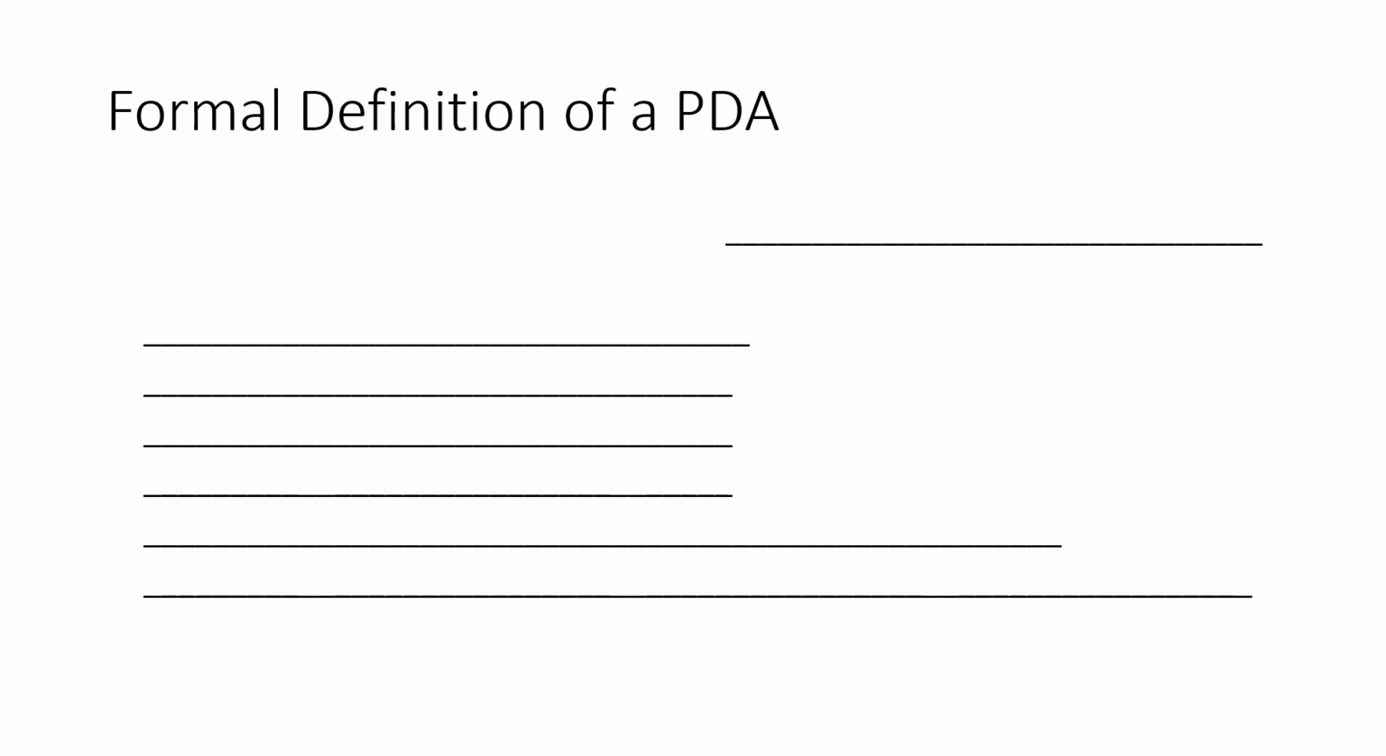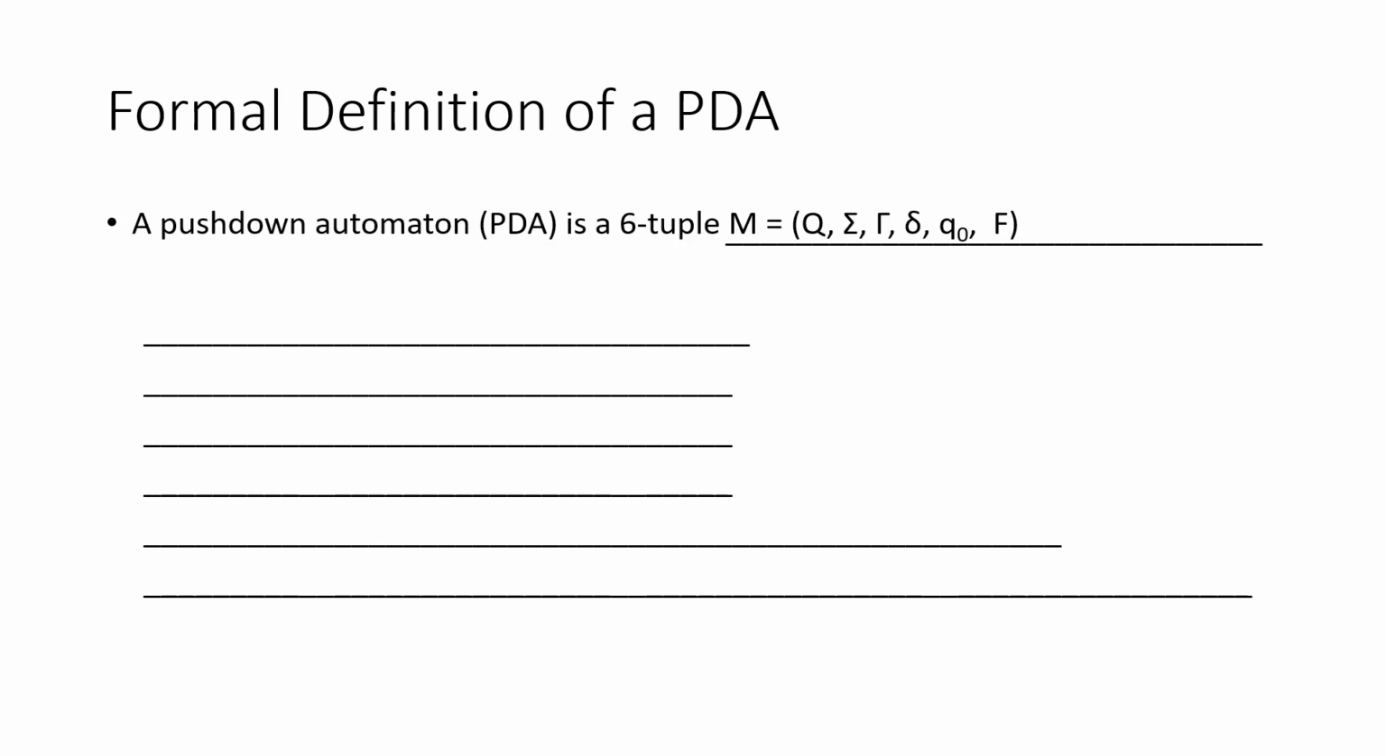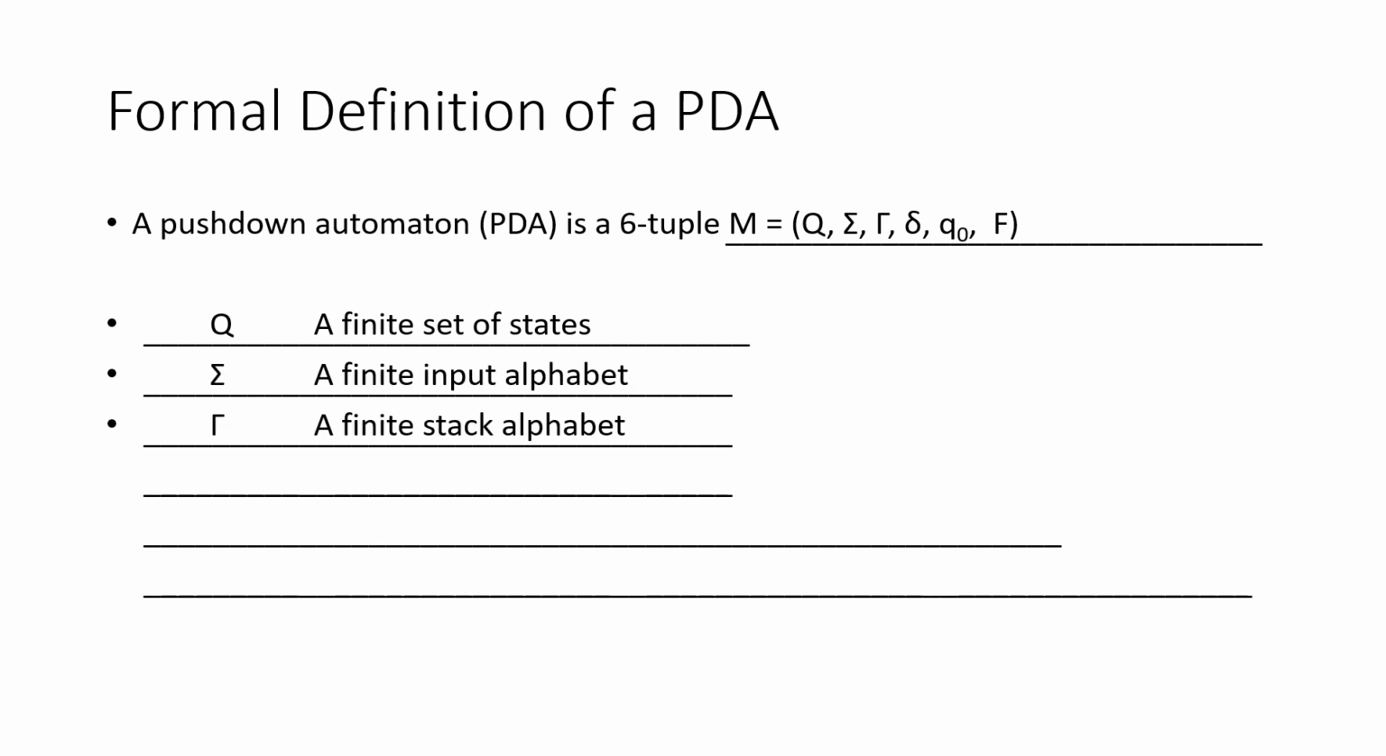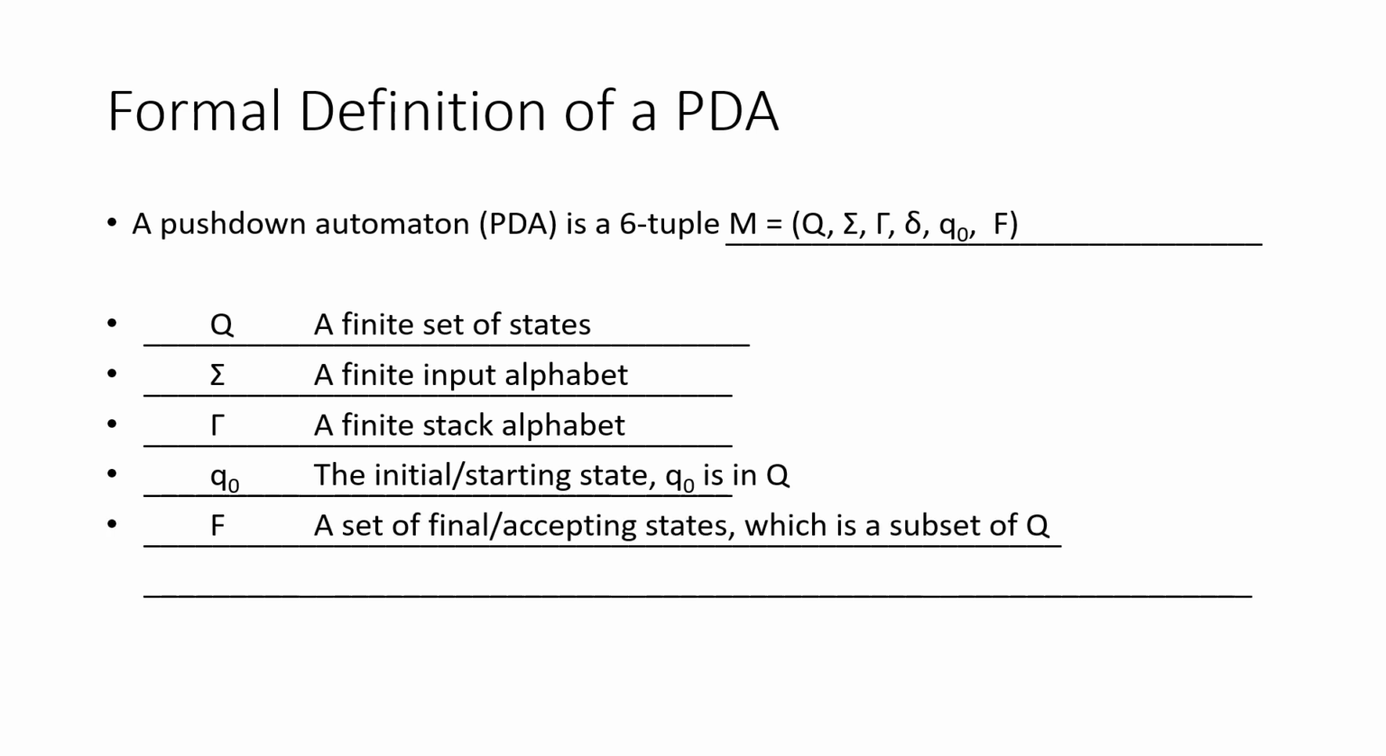I think we have enough information to go ahead and talk about the formal definition of a pushdown automata, which is going to be in tuples as usual. A pushdown automata is a 6-tuple: Q, sigma, gamma, little delta, Q0, and F. Q is a finite set of states. Sigma is a finite input alphabet. Gamma is a finite stack alphabet. Q0 is the initial or starting state, and F is a set of final or accepting states, which is a subset of Q.